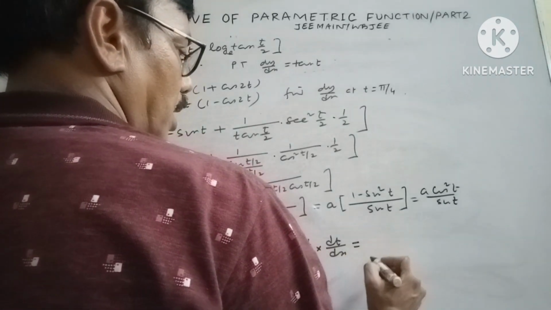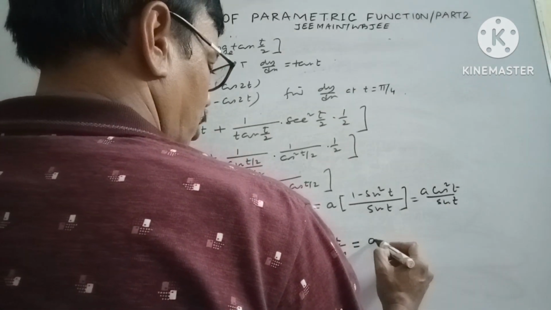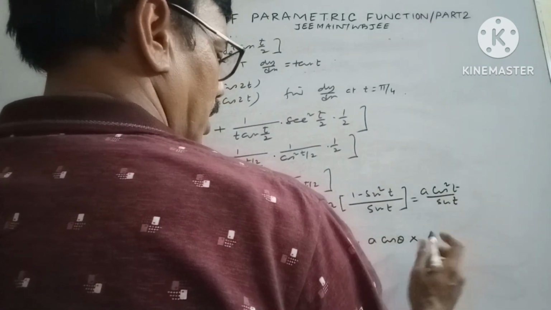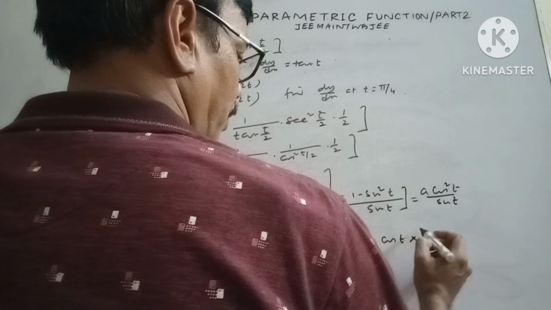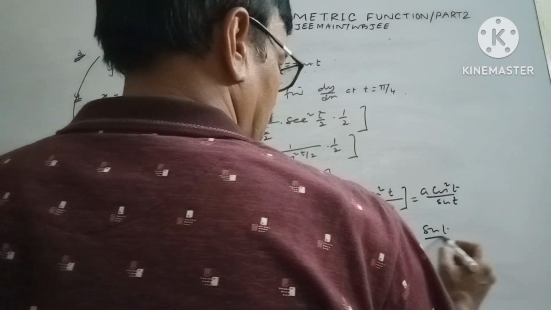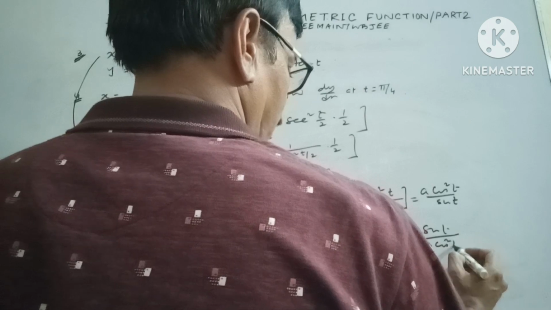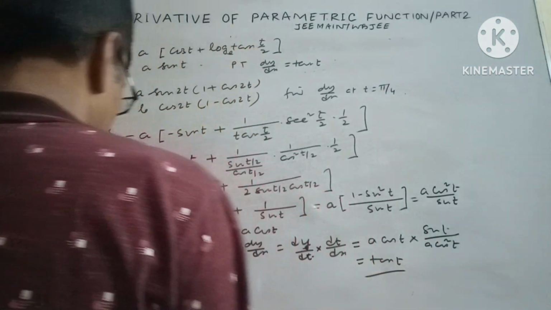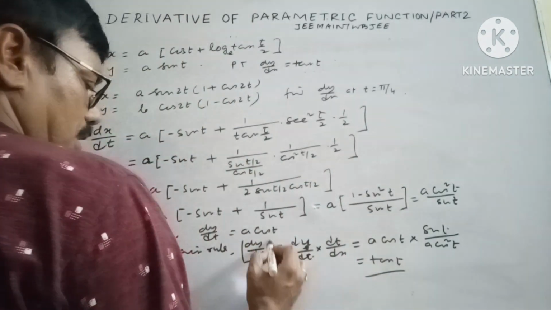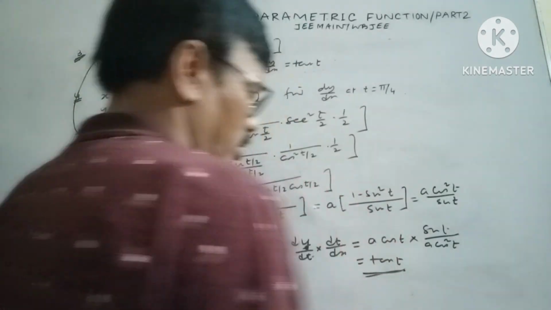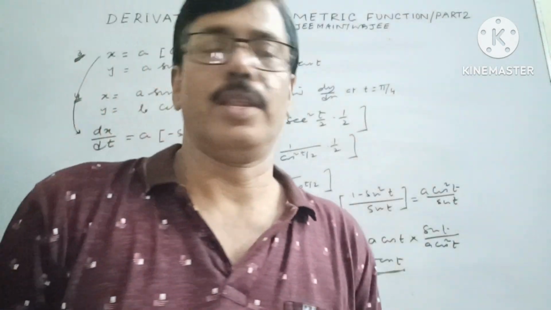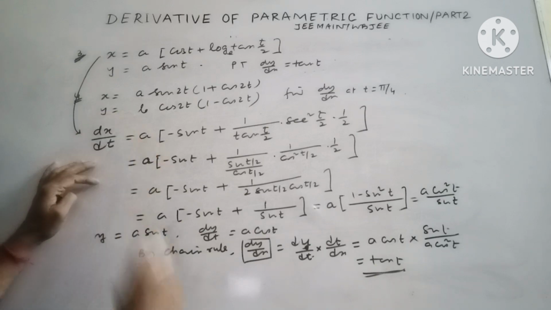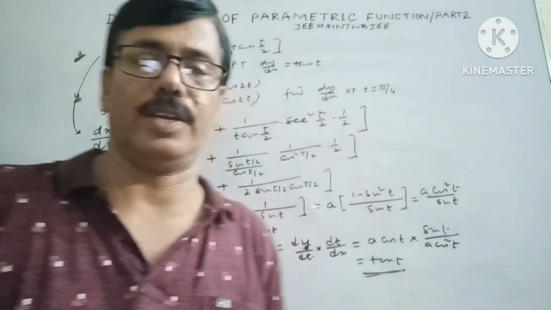So what is dy by dt? So a cos t by, so this will be reciprocal, so sin t by a cos square t. So a cancels, you are getting tan t. So what is dy by dx? dy by dx equals tan t. So only this step is to be noted: how to find dx by dt.